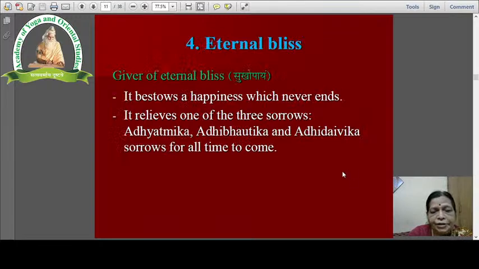Now the fourth is eternal bliss. That bliss never dies. That bliss never comes to an end. Samadhi gives the eternal bliss. The bliss the yogi gets in Samadhi is never going to die or end. So it bestows happiness which never ends. It relieves one of all the three sorrows. He is relieved from all these three sorrows. These three sorrows are Adhyatmika, Adhibhautika, and Adhidaivika sorrows. For all time to come. Completely and for all time to come.